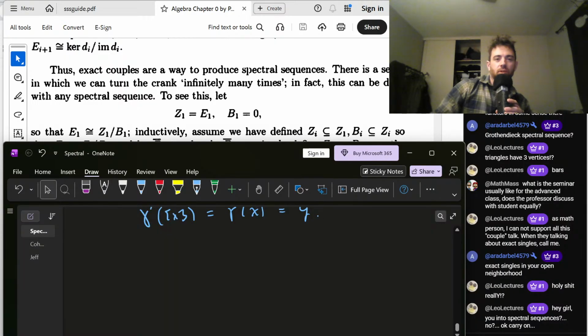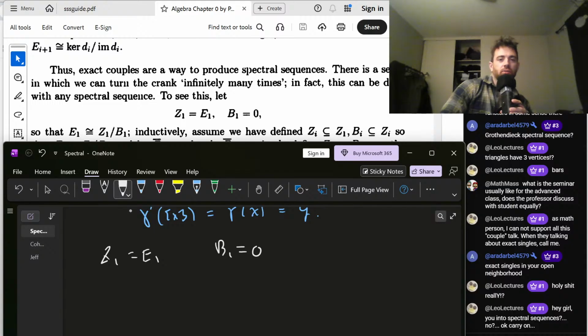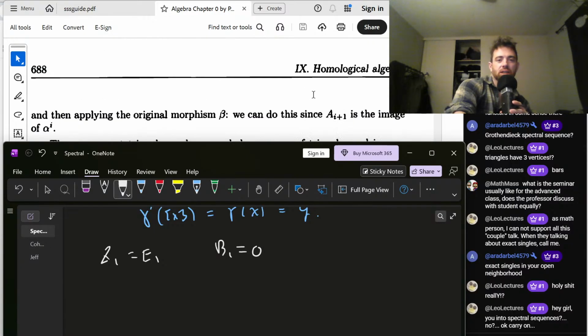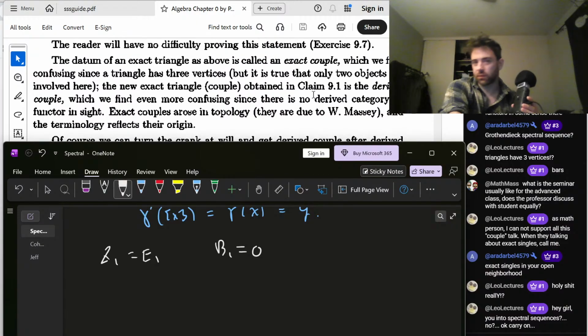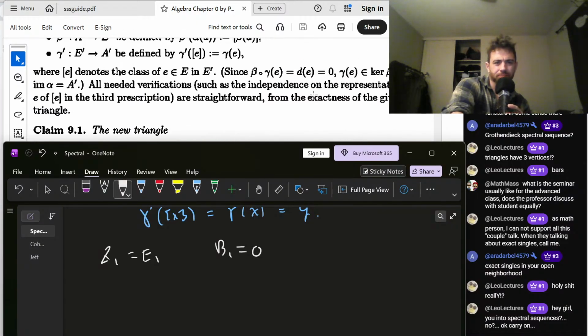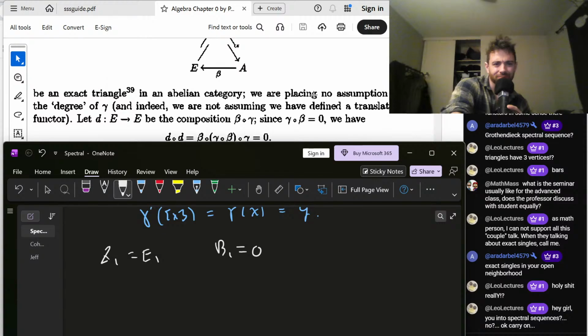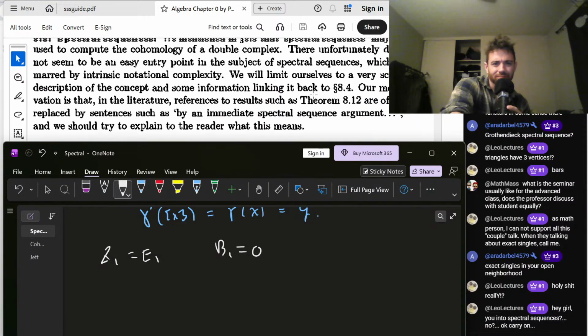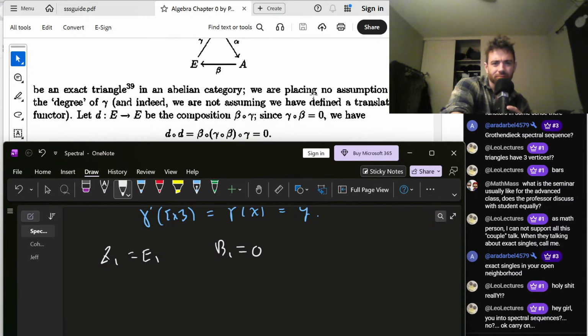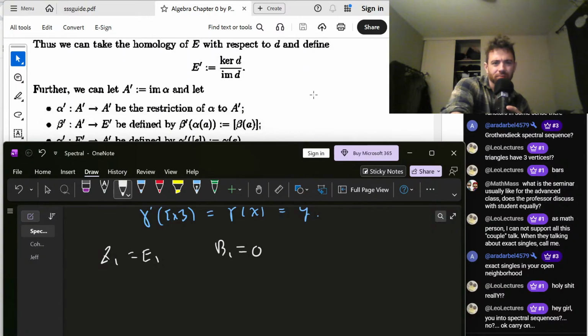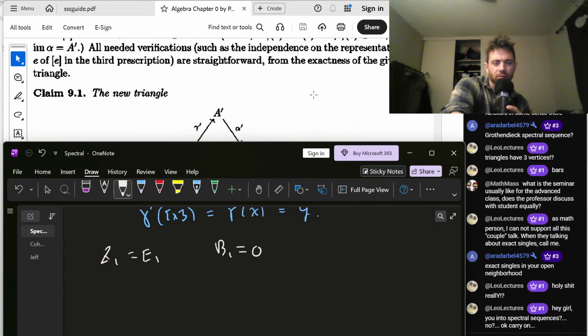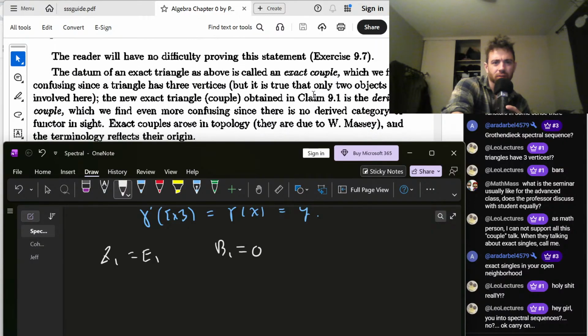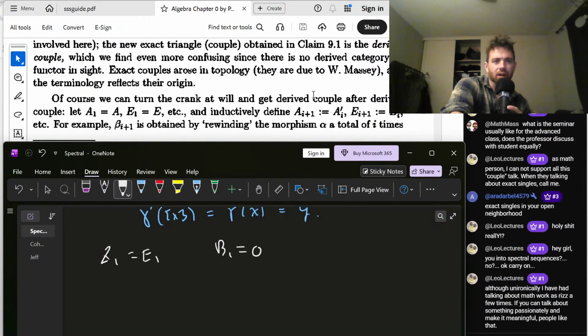Let's write down some definitions. So, Z1 is E1, B1 is 0. And is E1 just our E? Is E1 just our E? Where did we define things here? Yeah, E1 is just E.